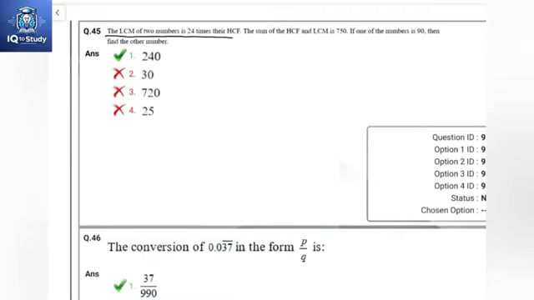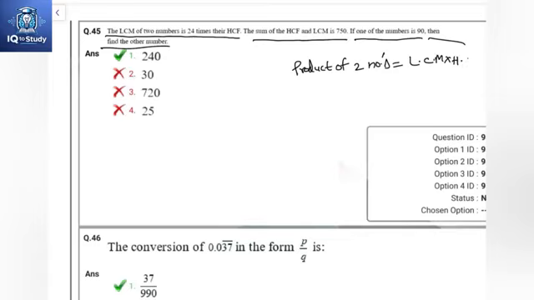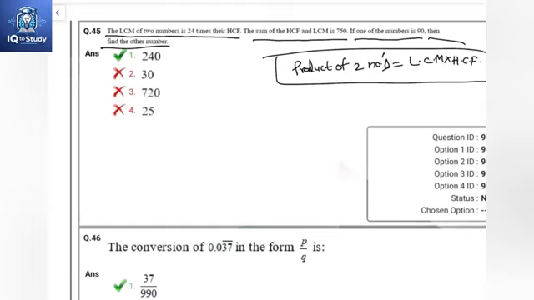The LCM of two numbers is 24 times their HCF. The sum of HCF and LCM is 750. If one of the number is 90, then find the other number. Let's remember the concept. Product of two numbers is equal to LCM into HCF. Given LCM of two numbers is 24 times their HCF and sum of LCM and HCF is 750 and one of the numbers is 90.